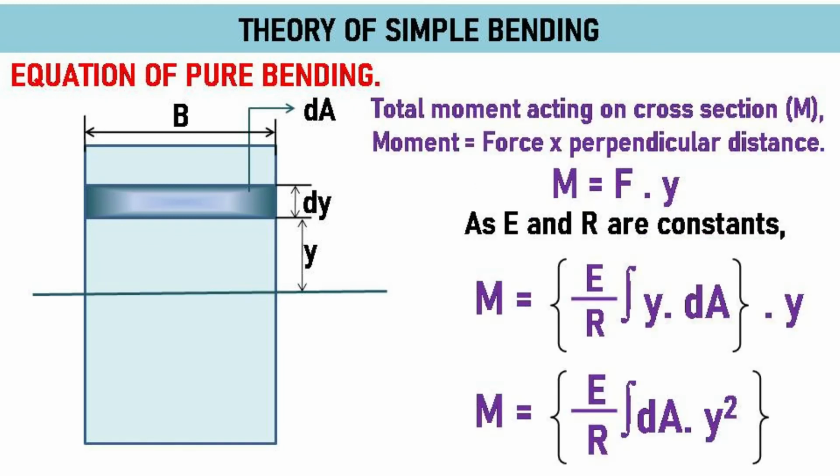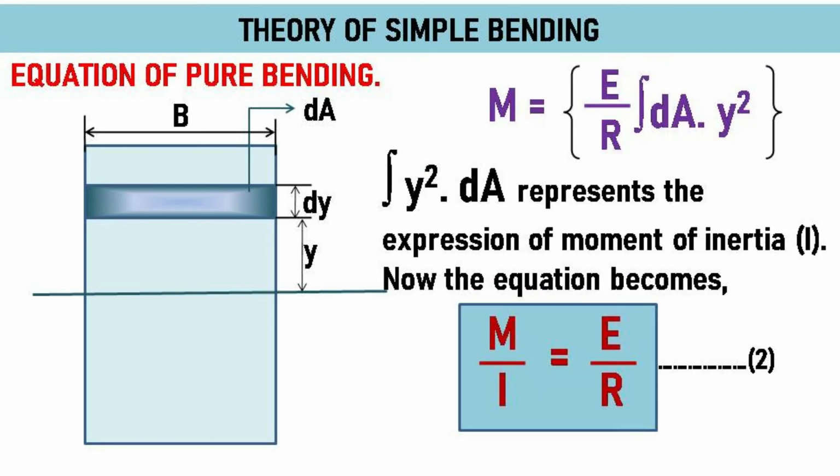Slide 14. We know, total moment in the cross-section is given as force times perpendicular distance. Perpendicular distance of considered strip is y. Substituting force value in the moment equation we get this equation. Total moment M is equal to E by r into integration of dA times y square. Slide 15. As we know, integration of dA times y square is called moment of inertia and denoted with capital I. By substituting this in the above equation we get M by I is equal to E by r. This is considered as equation 2.